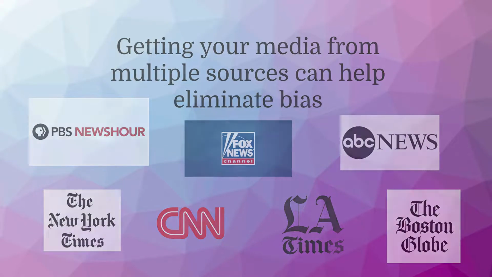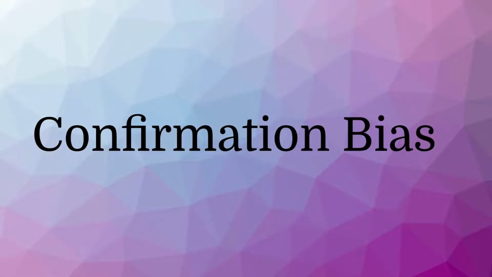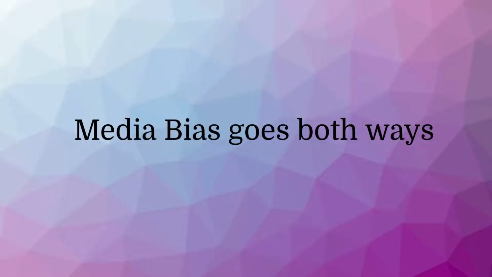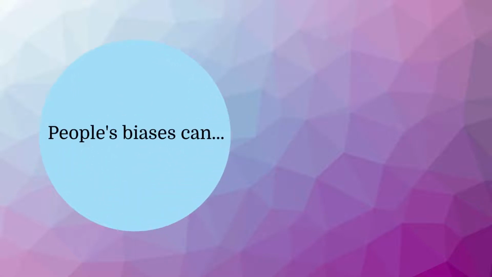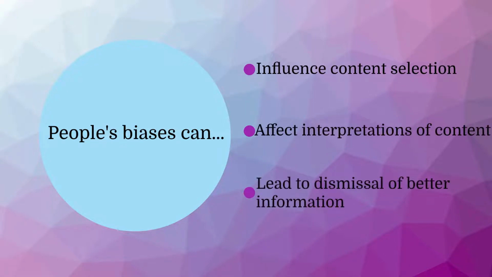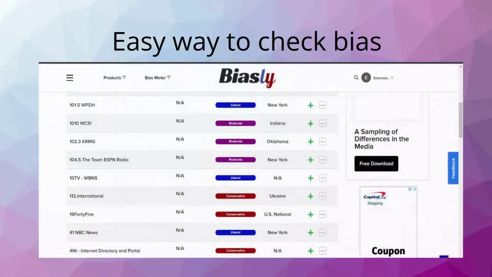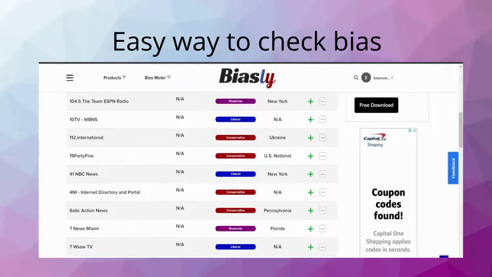It helps address a form of bias we all have known as confirmation bias, which leads us to seek out and favor information that is in accordance with our pre-existing beliefs. Media bias can go both ways. Of course, media companies have biases, but every individual also has biases of their own that, without careful attention, can influence the content they choose to consume, how they interpret it, and even lead them to write off quality information as biased.